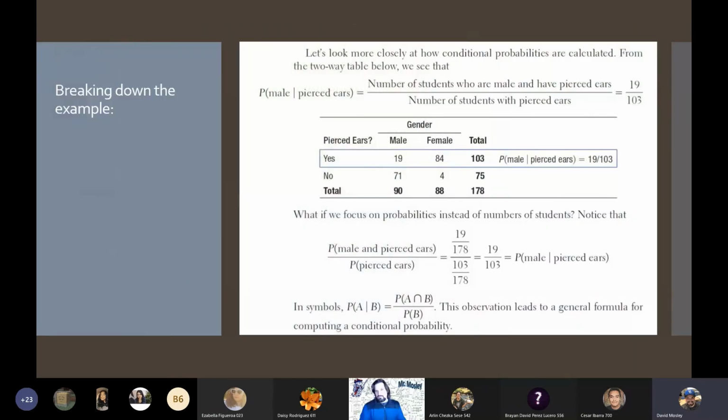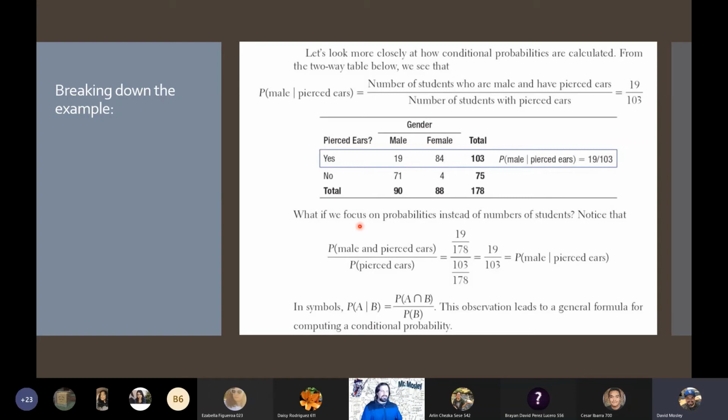So then, based on that, we have some new notation. So we're going to look back at the math we just did on the example. And we see that the probability that the student is male, given that we know the student has pierced ears, is equal to the number of students who are male and have pierced ears, the and situation, which was 19, divided by the number of students with pierced ears, that specific category, 103, right here.